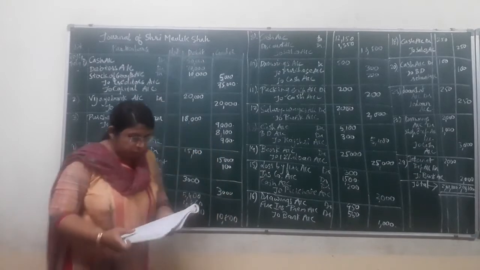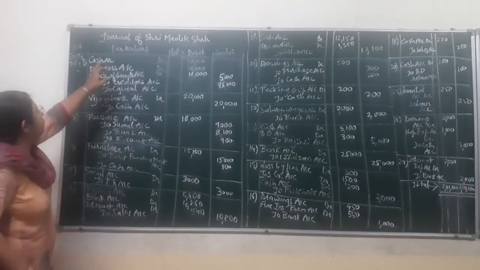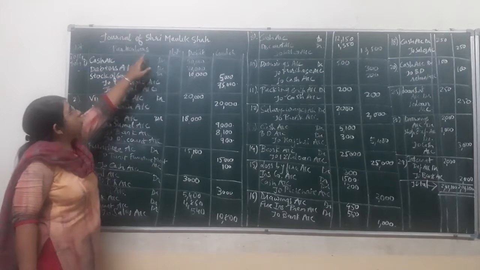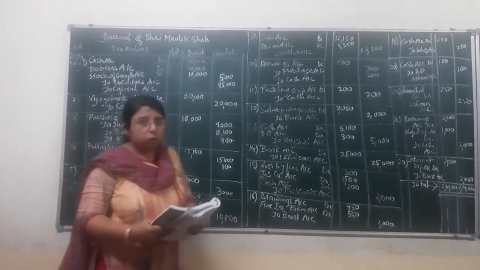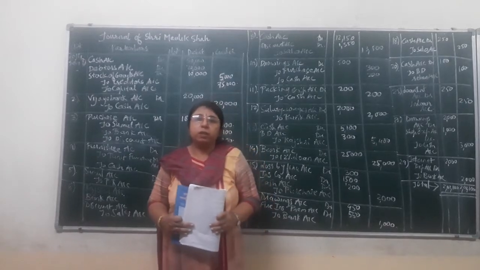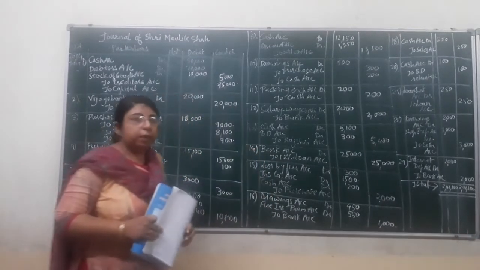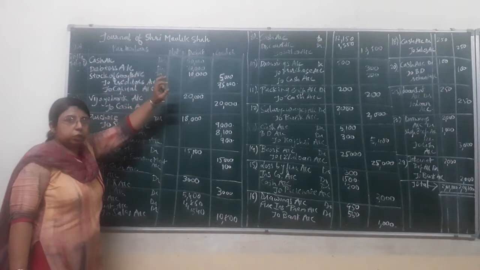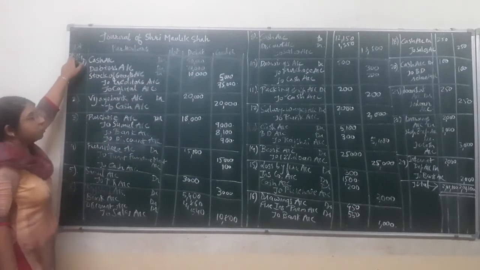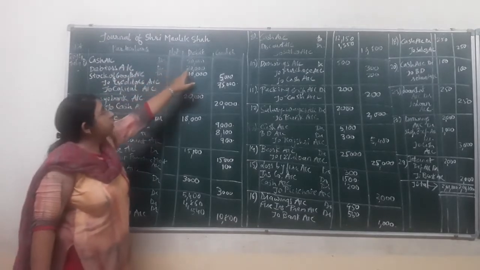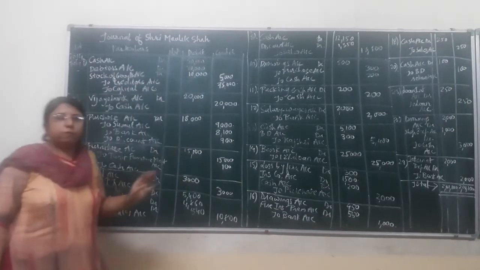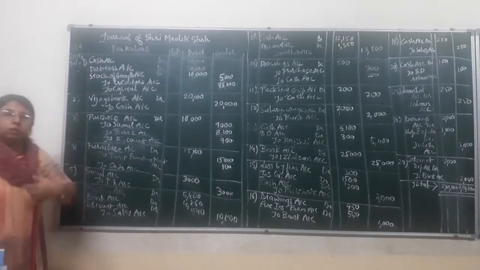As you already know the formation of journal entries, over here I have written the journal of Shri Maulik Shah. As you can see in your question, the name of the person or the owner of the business is given to you, that is Maulik Shah. So we have to give the heading, that is journal of Shri Maulik Shah. A specimen of journal entry you also know, that is date, particulars, LF number, debit and credit. The same format you have to apply in all these sums.